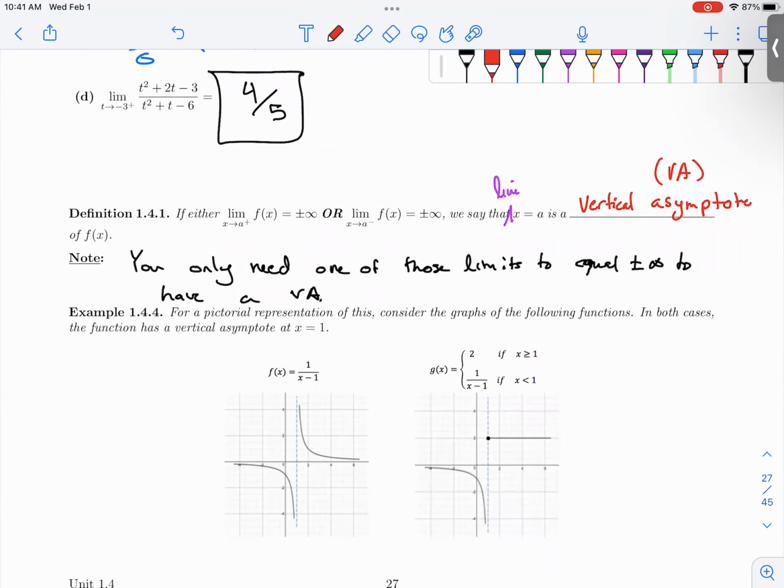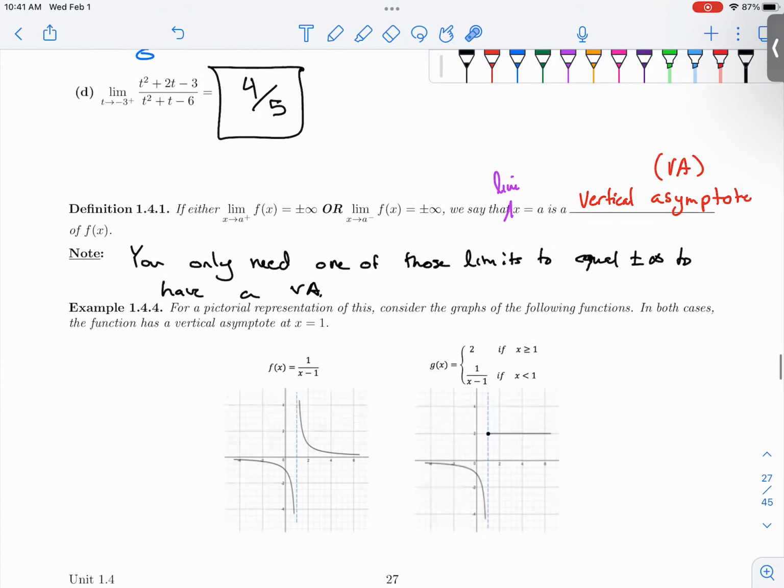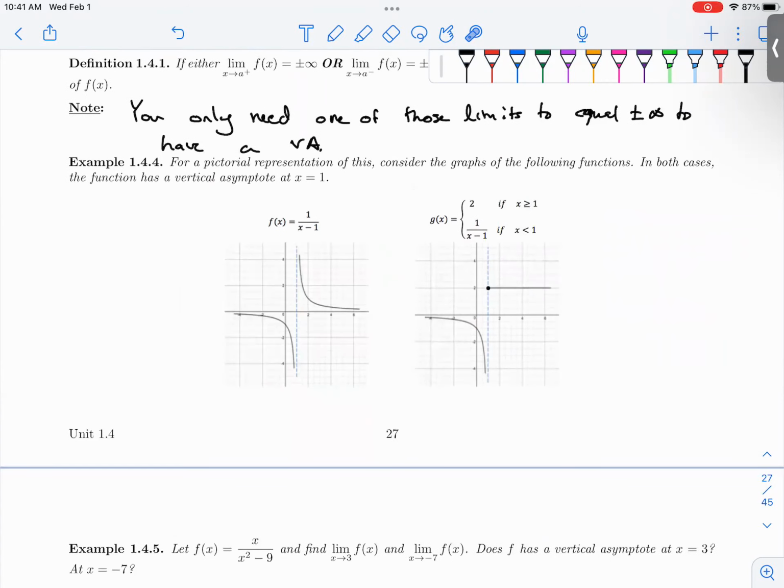And for representation of this note, by the way, consider these two graphs. They both have a vertical asymptote at x equals 1. The first function is just our standard rational equation that goes loop-de-loo on both sides, and there's your vertical asymptote at x equals 1. This one is a piecewise function. For all values greater than 1, it's just the function 2. So as you approach 1 from the right, it approaches the value 2, but as you approach from the left, it approaches negative infinity. So it still has a vertical asymptote at x equals 1, despite the fact that one of the one-sided limits equals a number.